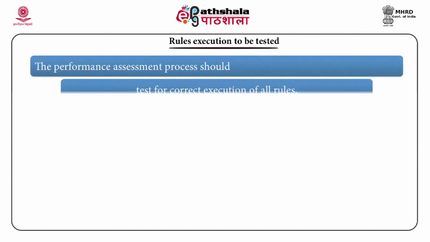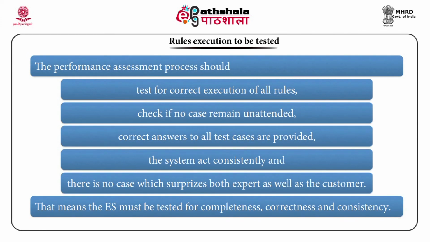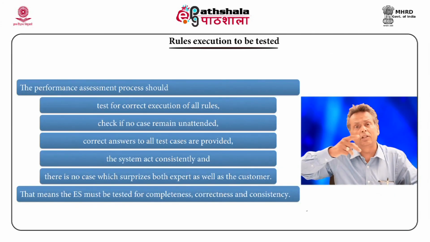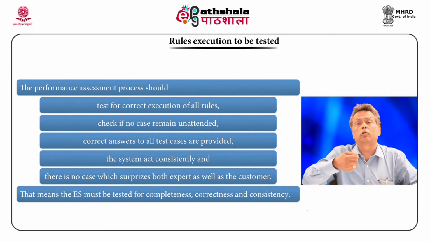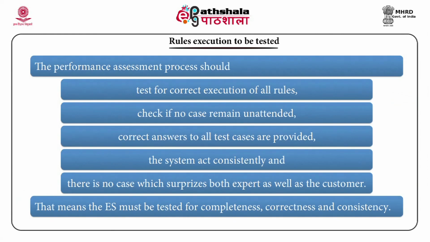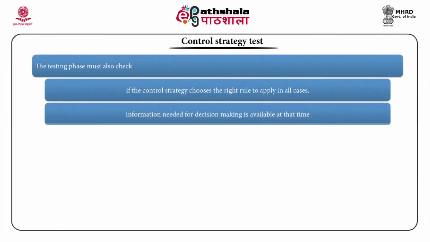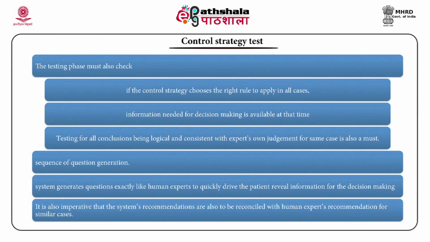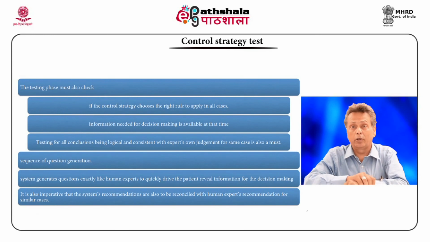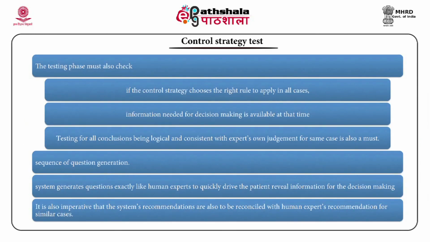Rule execution also is to be tested, like whether rules are properly executed, whether you need to reschedule the order of the rules, whether you need to fine tune those rules, that also is to be properly done. Control strategy, which decides which rule to apply next, might require fine tuning in the long run. You may have to also think about that.